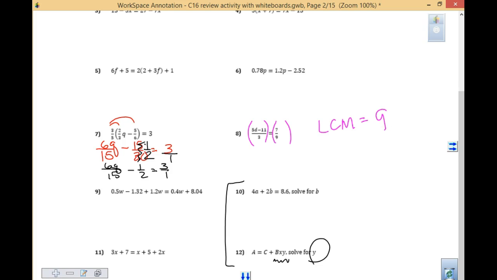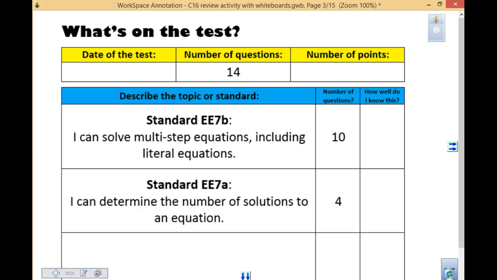Okay? All right. I would like you to turn, and this is page 37 in your workbook notes. Tomorrow the counselors are in here for the day. The date of the test is Friday, May 9th. There will be 14 questions, 70 points.